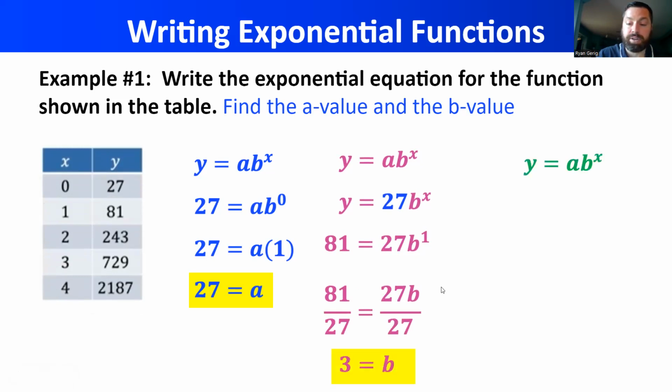And I can rewrite my equation, y equals 27 times 3 to the x. That's my final answer right there.